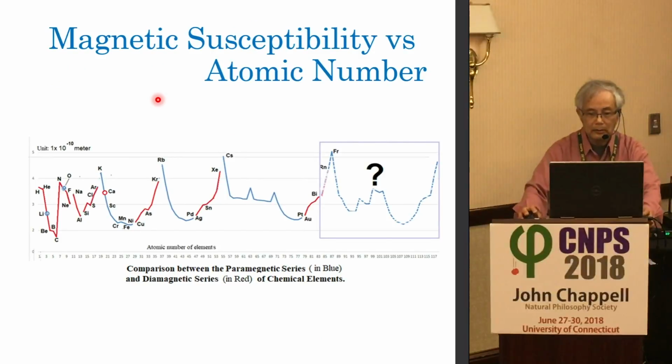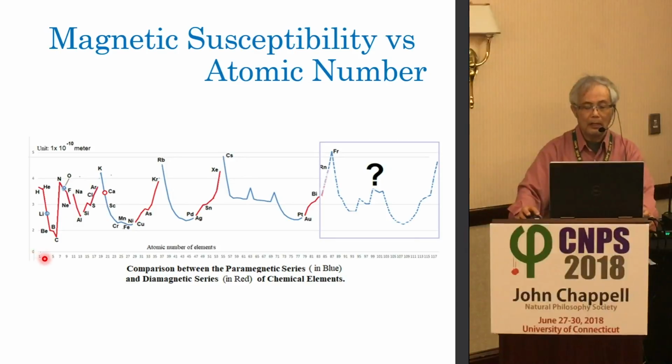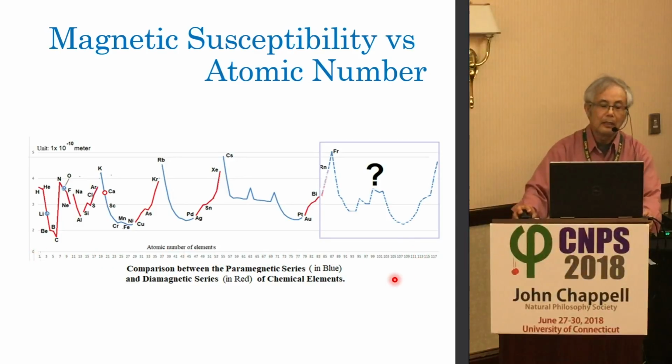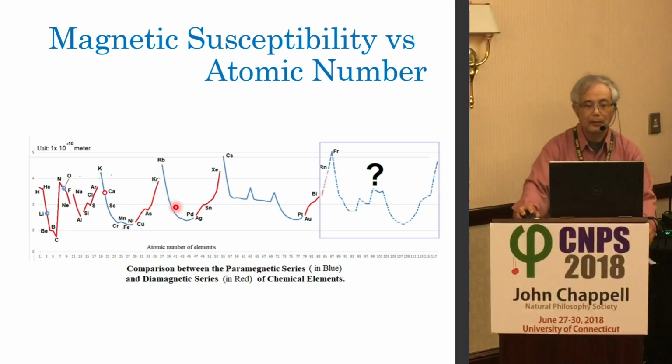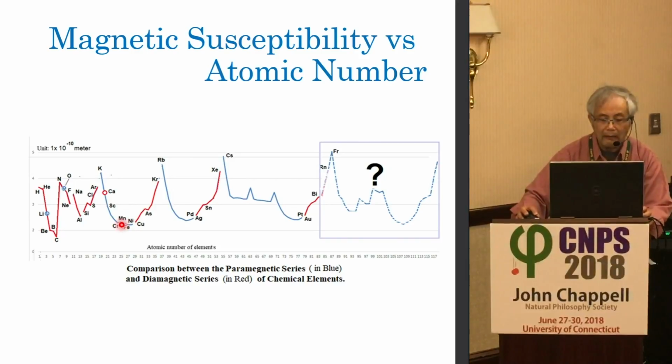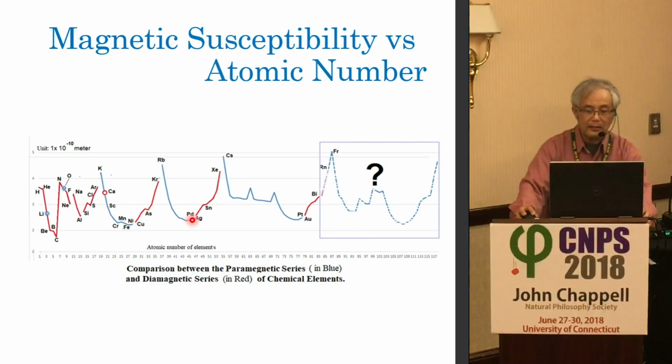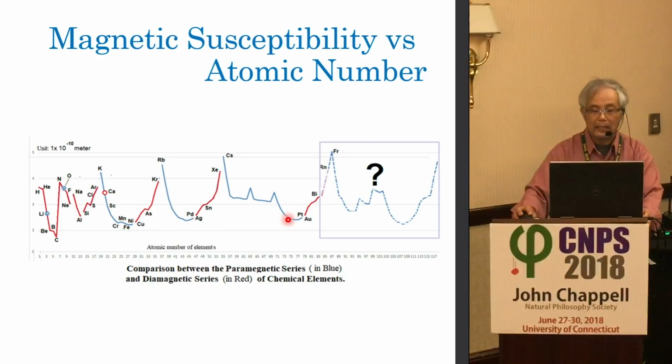And then I also plot their magnetic susceptance versus their atomic volume. The red line means the diamagnetic elements. The blue line means the paramagnetic elements. You can see that those ferromagnetic elements are at the bottom of the line, and also have the smallest atomic volume.